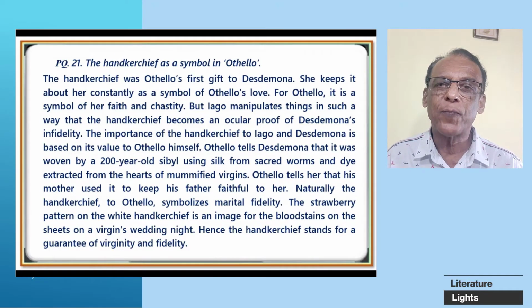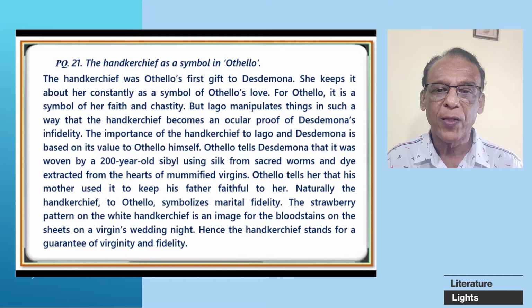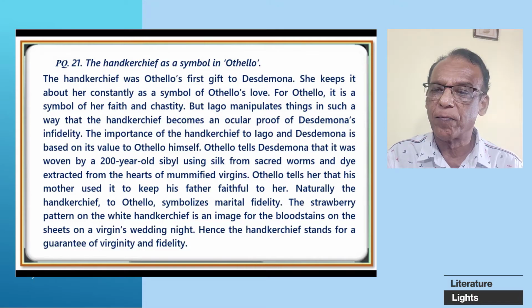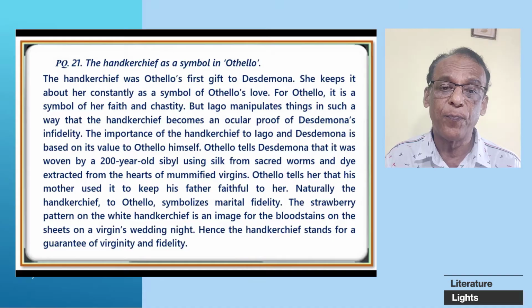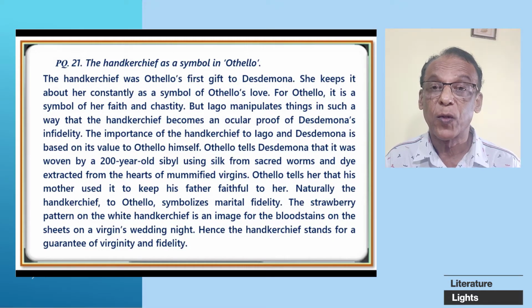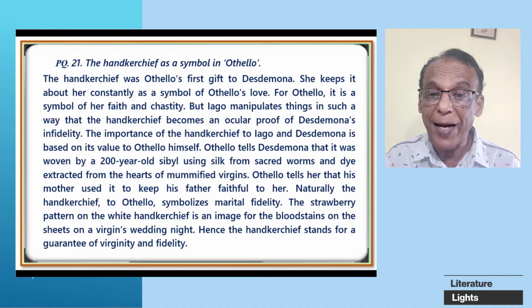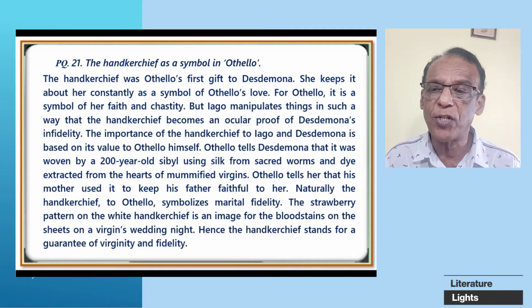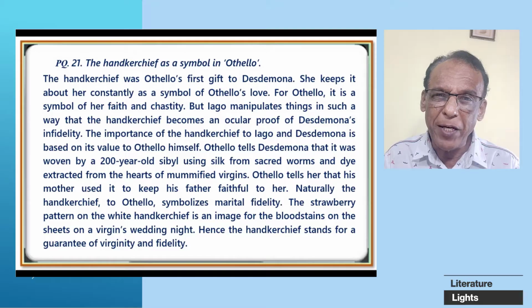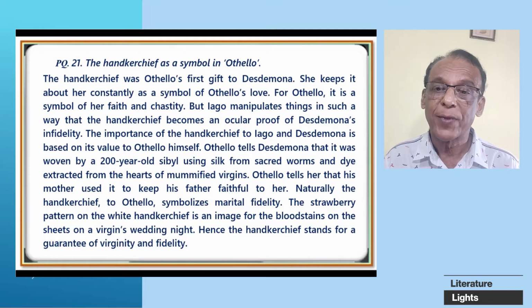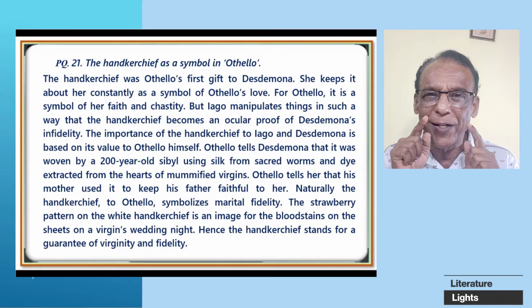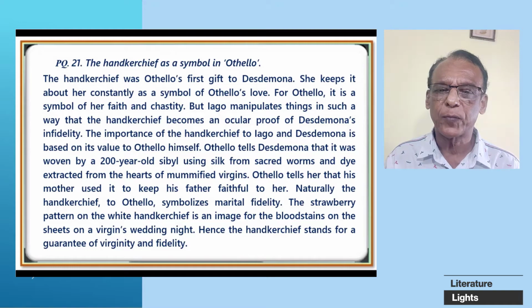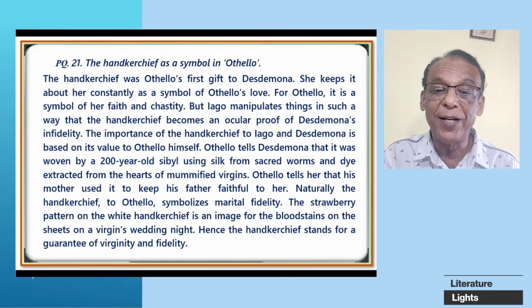Question number 21 from Othello. The handkerchief as a symbol in Othello. The handkerchief was Othello's first gift to Desdemona. She keeps it about her constantly as a symbol of Othello's love. For Othello, the handkerchief is a symbol of her faith and chastity. But Iago manipulates things in such a way that the handkerchief becomes an ocular proof, a proof that one can see with one's eyes, of Desdemona's infidelity.